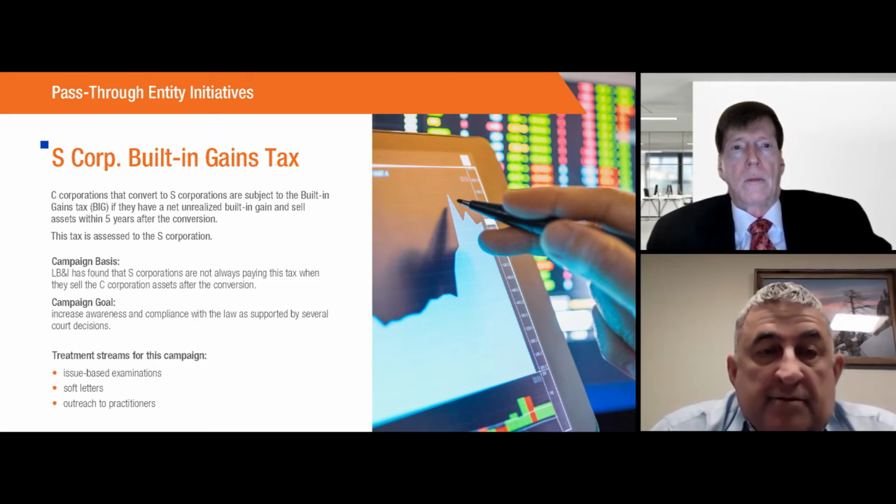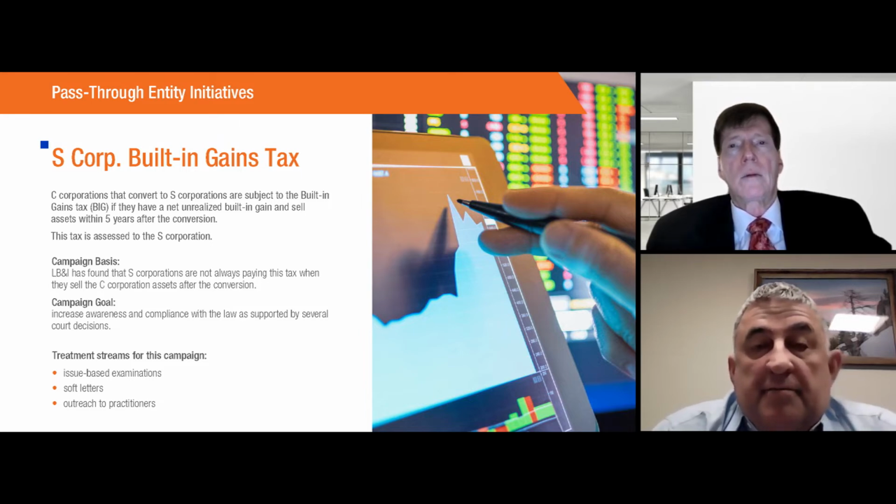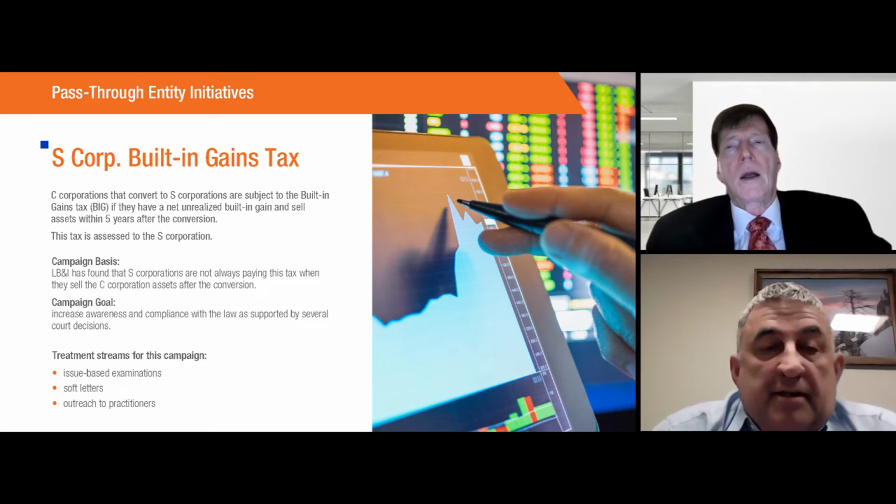So oftentimes we have clients who maybe they've Googled something, or they've talked to their brother-in-law and they've heard that it's better to be an S corp than a C corp, and they do the conversion, and then they find out too late that they're subject to this built-in gains tax. With a little bit of planning, they could have avoided it, and it's too bad. But this is one area that the IRS is focused on.